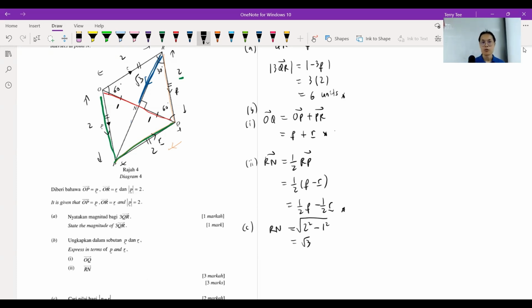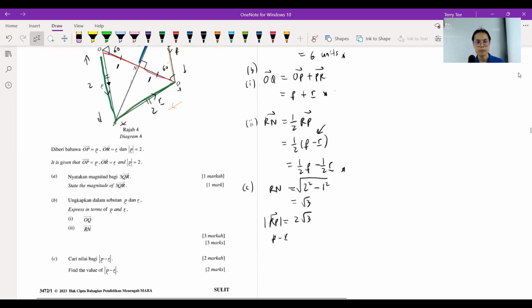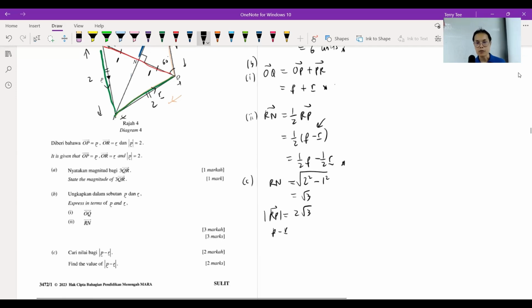Okay. Punca kuasa 3. So what is your PR? Yeah. Okay. You're finding P minus R. P minus R is RP. You're finding this one, right? So my RP is 2 times of this, right? And your RP is basically your P minus R, the magnitude of P minus R. Therefore, your answer is just this, 2 square root 3.